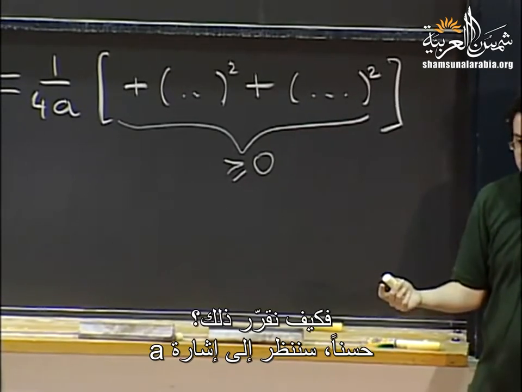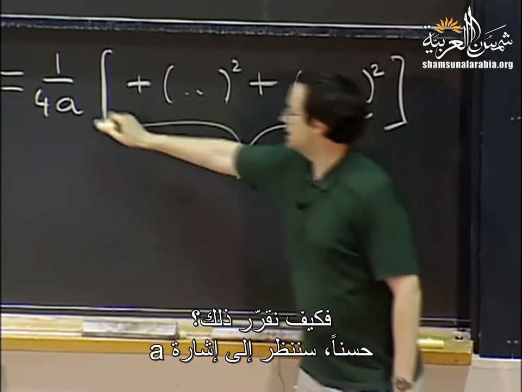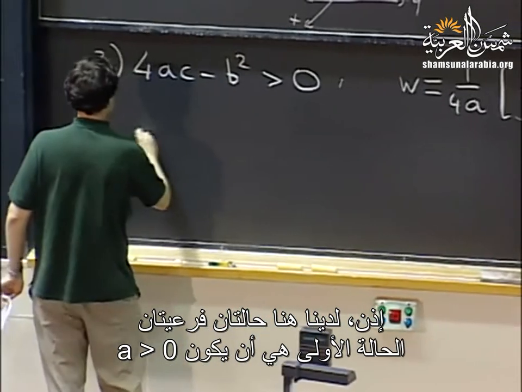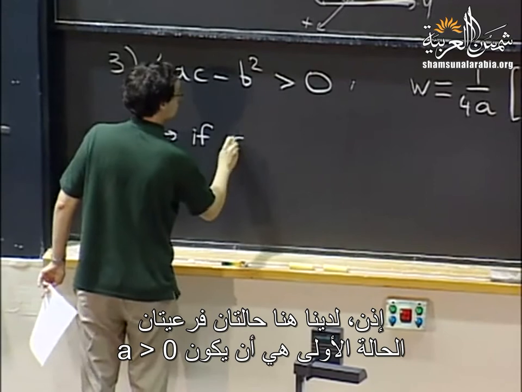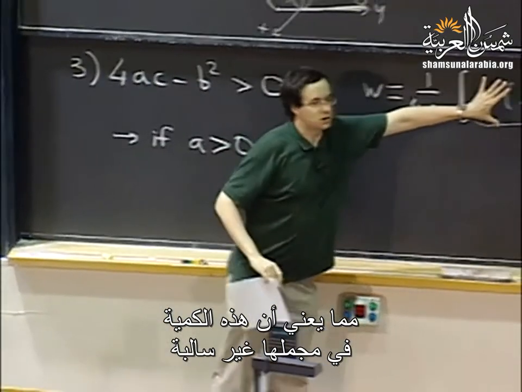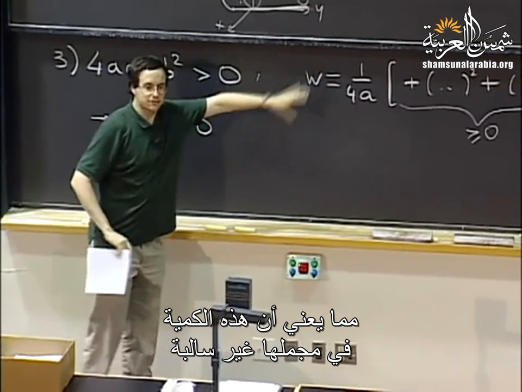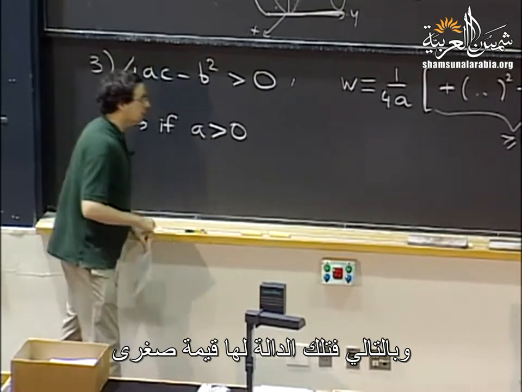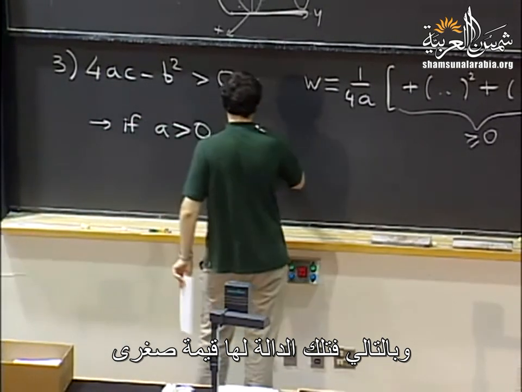How do we decide which one it is? Well, we look at the sign of A, exactly. So there's two subcases. One is if A is positive, then this quantity overall will always be non-negative, and that means we have a minimum. Okay?